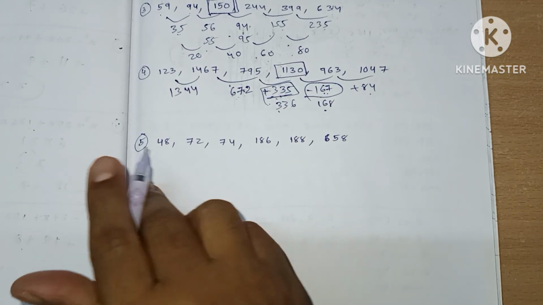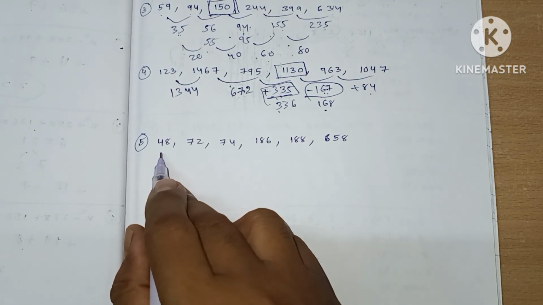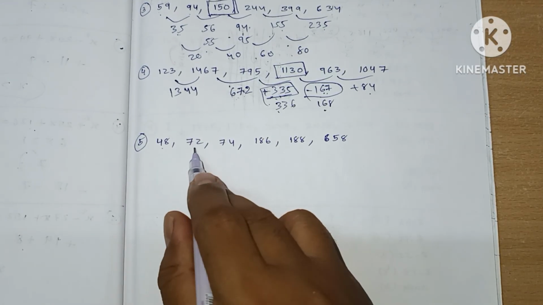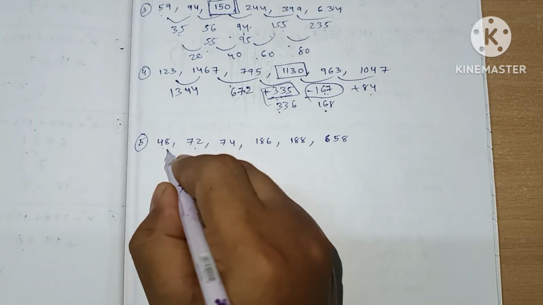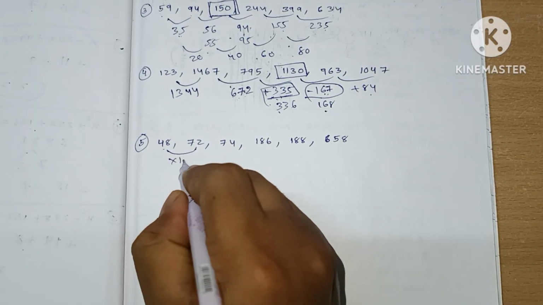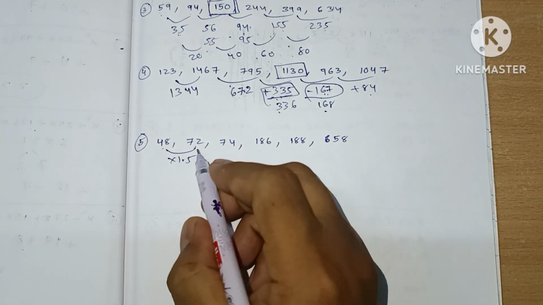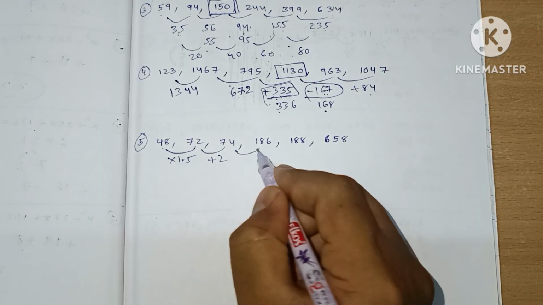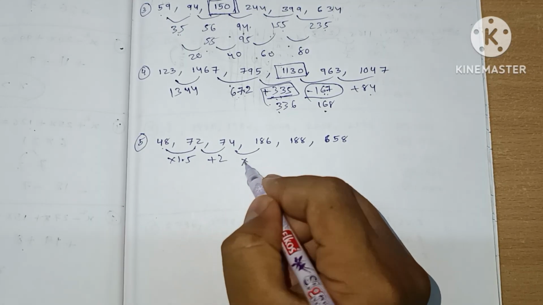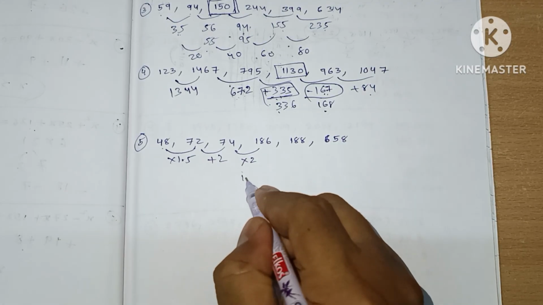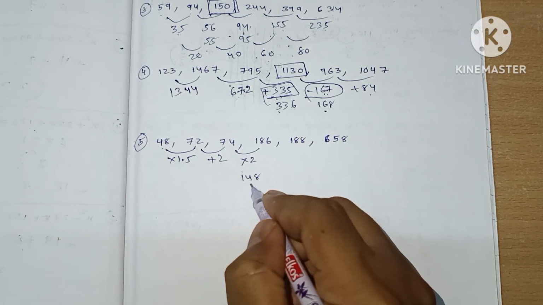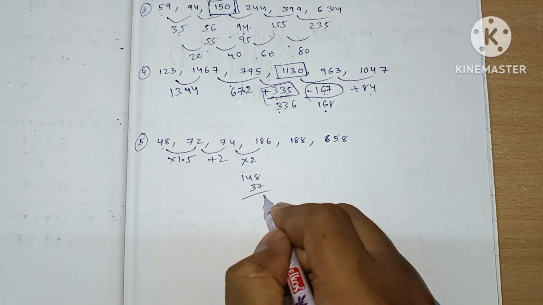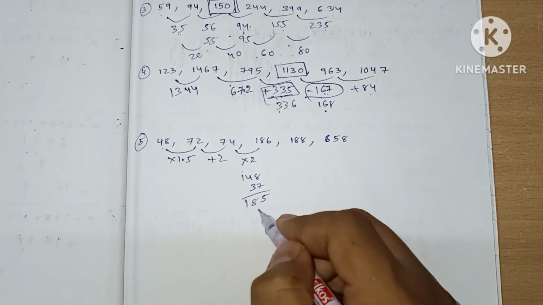So next we are going to see the fifth question. Here the numbers are gradually increasing. So we'll see 48 becomes 72. I know these two numbers as into 1.5 times. And here the difference is plus 2. Here it is nearly 2 times. Nearly 2 times means 148, and 0.5 times will be 37, which will be 185.